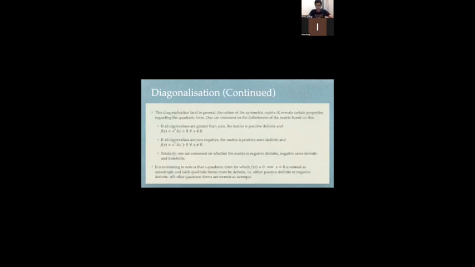Essentially, when we do this, we can express it as lambda 1 x1 bar squared plus lambda 2 x2 bar squared plus lambda 3 x3 bar squared, and so on, till we get to lambda n xn bar squared. Now, this diagonalization has several far-reaching consequences which relate to optimization or probability, etc. We can summarize this as follows.